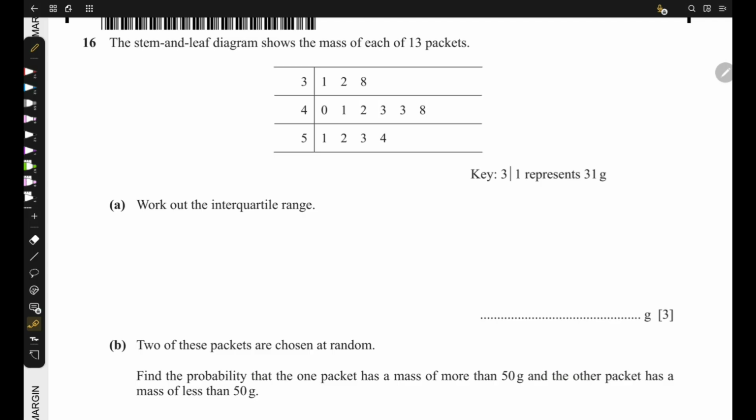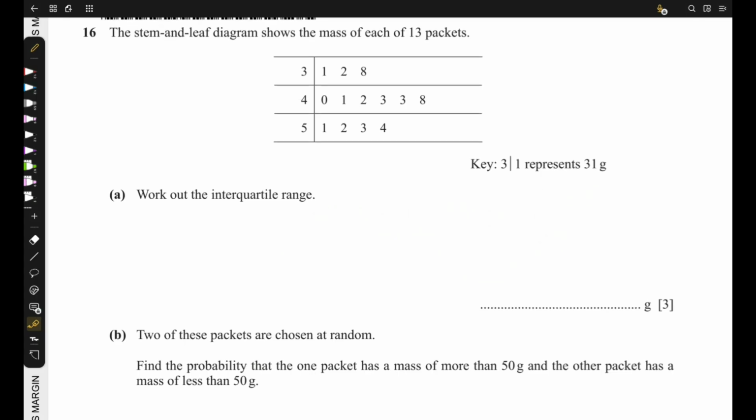Now, how can we find out the interquartile range? In order to find the interquartile range, we will subtract the lower quartile from the upper quartile. Then we can find the interquartile range. But how can we find the upper quartile and lower quartile? Let's see. So the upper quartile is the 3 times (n plus 1) over 4th term. What is the value of n? The value of n is 13.